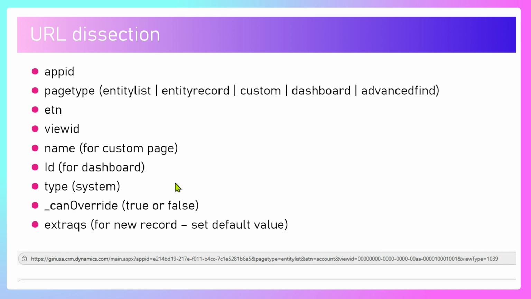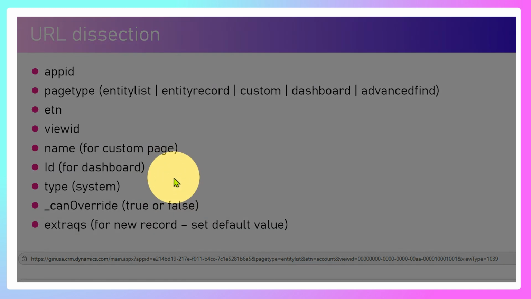Now, URL dissection. What does a URL for a model driven app contain? If you closely monitor the URL for a model driven app, it will have an ID reference for an application, and a page type description, like whether the page type is an entity list, an entity record, a custom page, a dashboard, or advanced find.